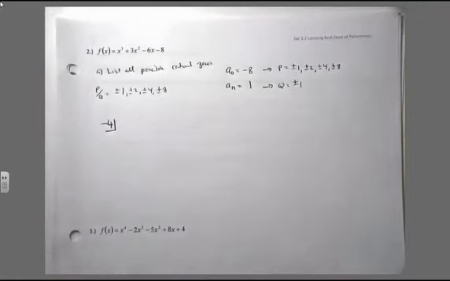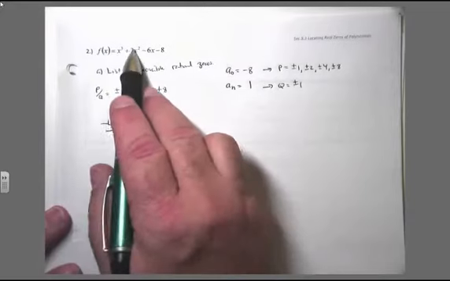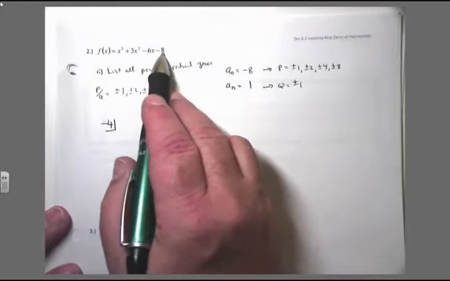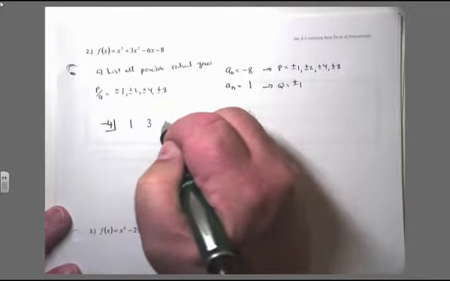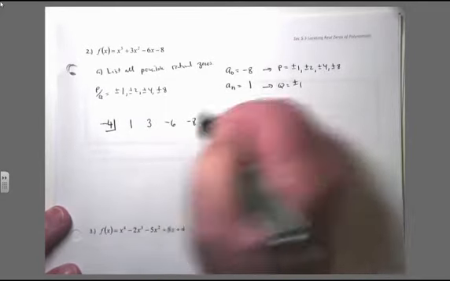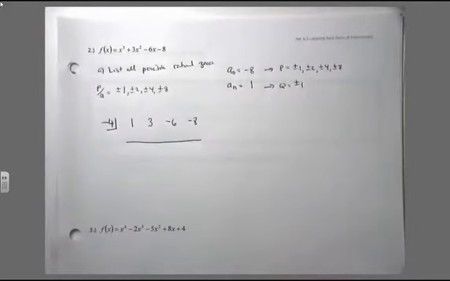The synthetic division uses the coefficients of the terms in my polynomial in decreasing order. My coefficients are 1, 3, -6, and -8. There are no terms missing in this one. So it's 1, 3, -6, and -8. Skip a line, draw a line. How do you do synthetic division?